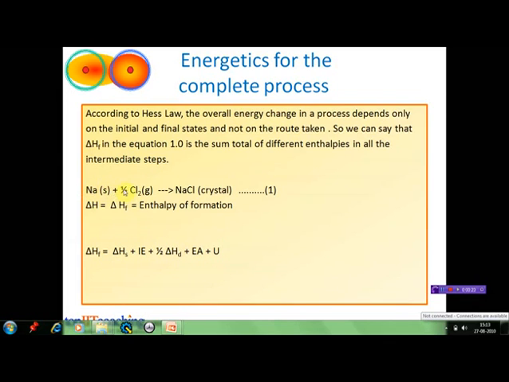I hope you remember this was the first equation we discussed, in which a solid sodium atom and chlorine in its gaseous state combine to form sodium chloride crystals. And the enthalpy change in this reaction is the enthalpy of formation. So as per Hess law, enthalpy of formation is the sum total of enthalpy of sublimation of sodium, ionization energy of sodium, half of the dissociation enthalpy of chlorine, electron affinity of chlorine, and lattice energy of sodium chloride.